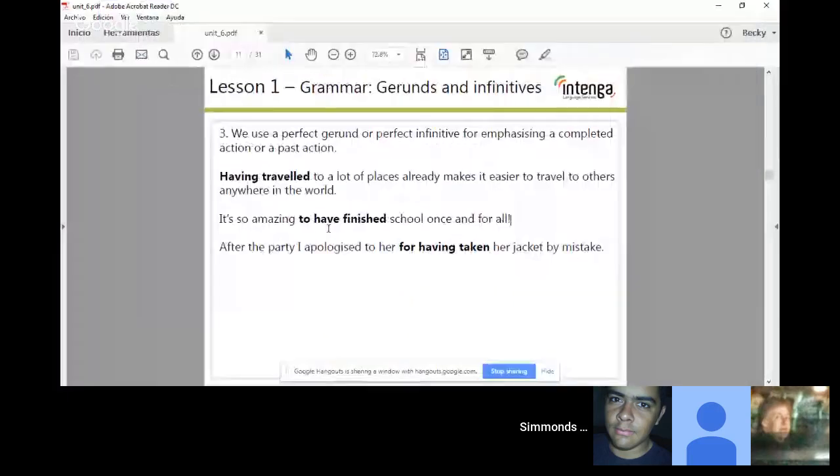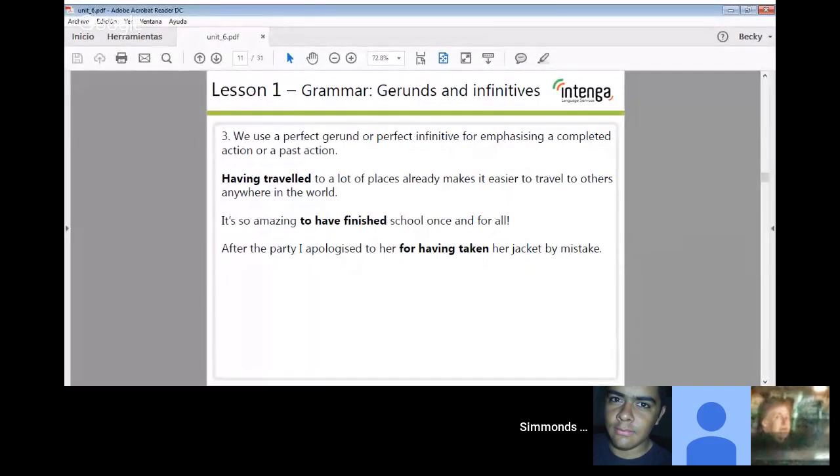Okay. All right, well, let's take a look at this last one. So it says, after the party, I apologized to her for having taken her jacket by mistake. JT, please explain, if possible, what this last sentence means. Yeah. So after the party, I apologized to her for having taken. So I had taken her jacket by mistake, and then I apologized to her for it.